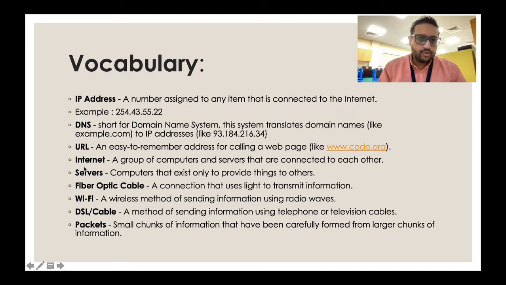Example: 254.43.55.22. 1, 2, 3, 4. It's 4 parts of numbers, guys. We're going to know exactly what this number is and how we translate it. First I need to know what the IP address is. An IP address is a number assigned to any item that is connected to the internet.